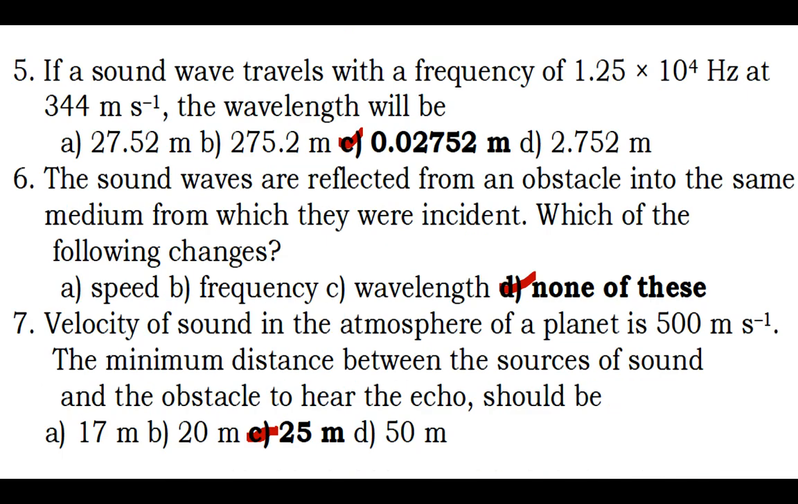Question number 5. If a sound wave travels with a frequency of 1.25 × 10^4 Hz at 344 meters per second, the wavelength will be option C, 0.02752 meter.